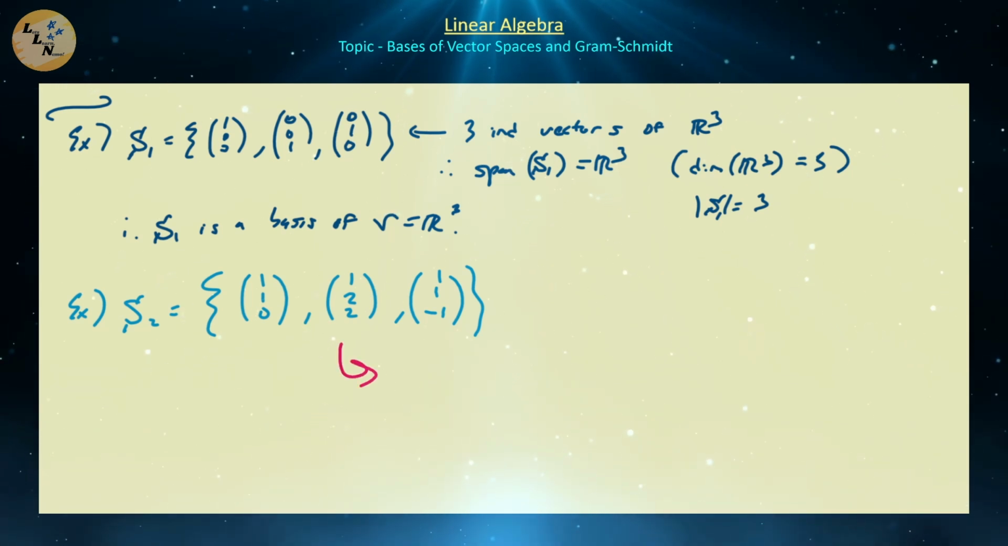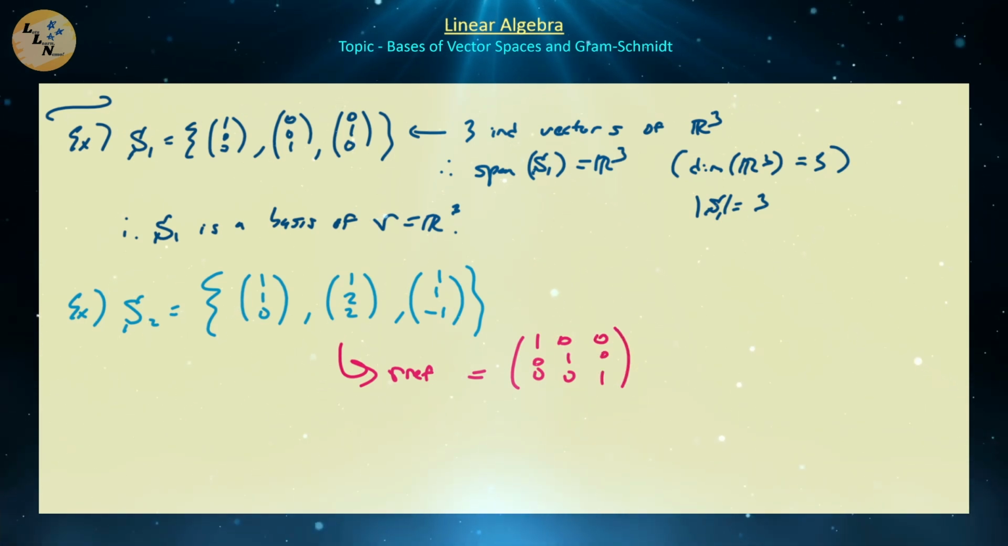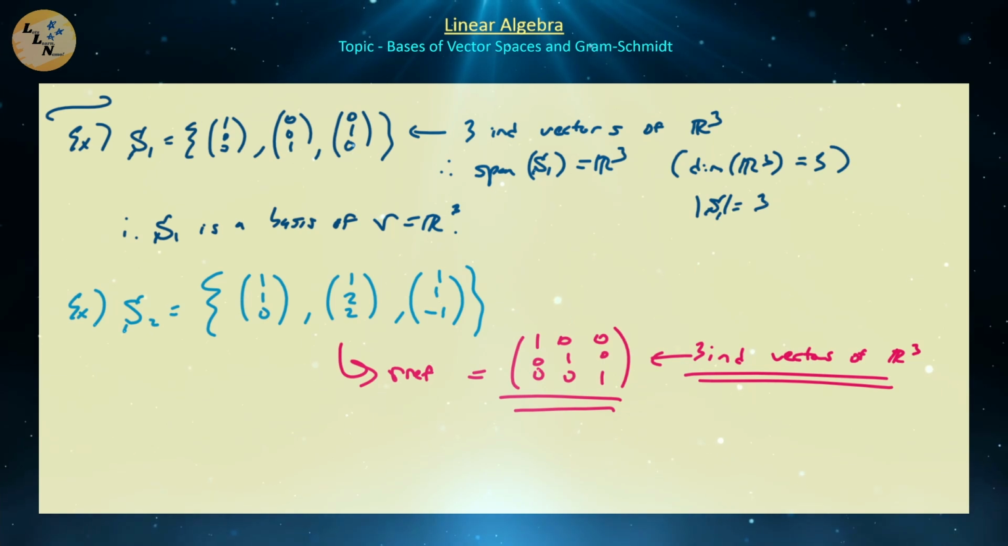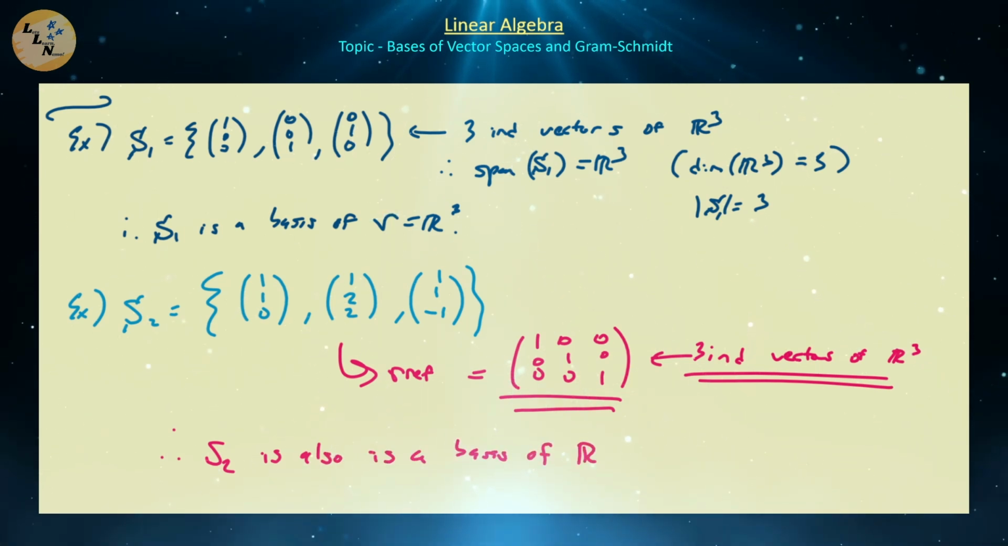But what we can do is look at the reduced echelon form of the columns of this particular set, and we can find that the reduced echelon form is going to come out to (1, 0, 0), (0, 1, 0), and (0, 0, 1). So if that is the reduced echelon form and we have three, that means we have three independent vectors in S2 from R3. Since the rank of the associated reduced echelon form matrix is equal to 3, that means that S2 also is a basis of R3.